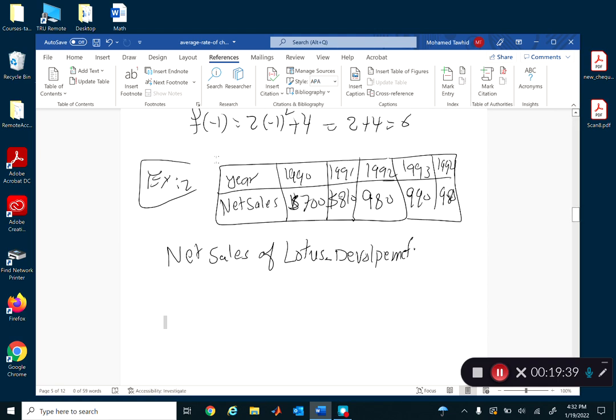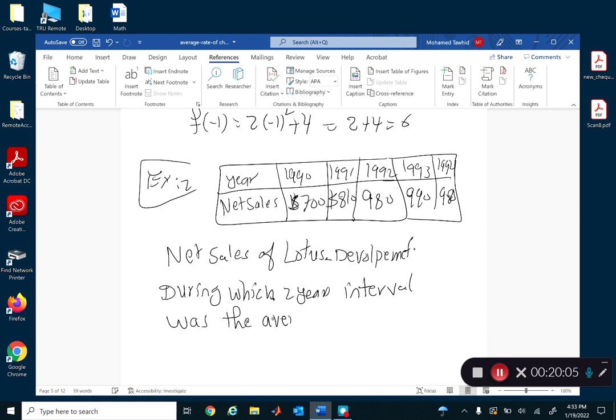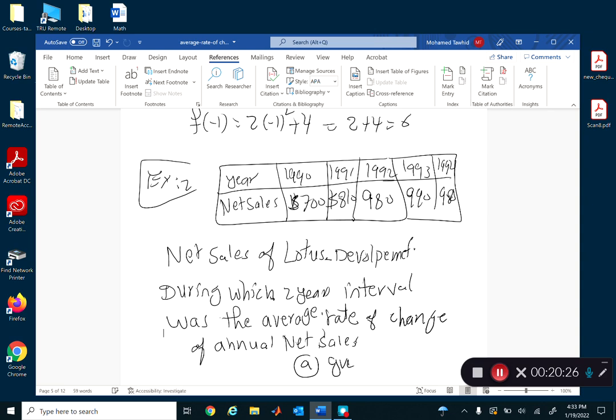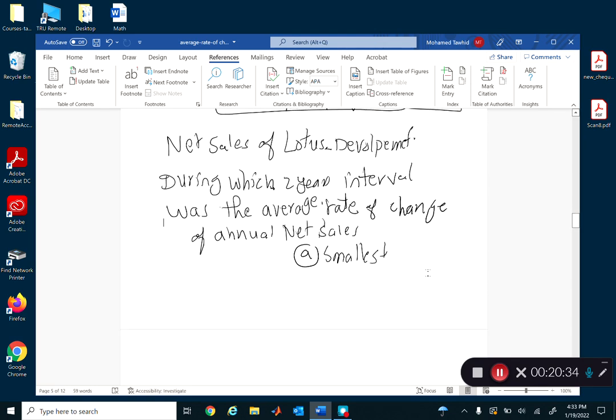The question asks: during which 2-year interval was the average rate of change of annual net sales the greatest, and during which was it the smallest? That is very easy here.